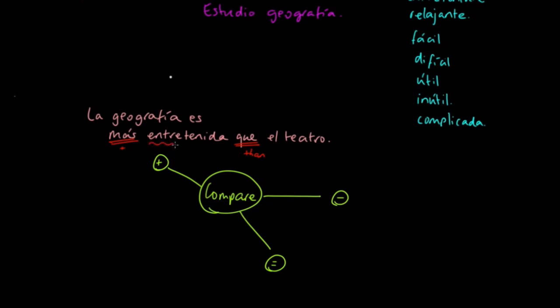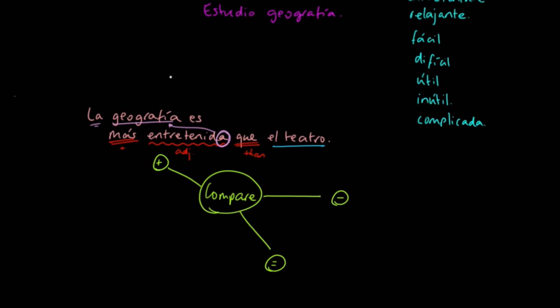And in between I've got the adjective, in this case, entretenida. If I look at the ending of the adjective, I'll notice that it ends in an A. Why is that? Because geografía is feminine, okay, as this shows as well, la geografía. So the adjective needs to go in the same form as the first item that's being compared. Notice that la geografía is being compared to el teatro. El teatro is masculine, but it doesn't matter. It does not affect the adjective. Okay, so la geografía es más entretenida que el teatro. That's if I want to say that something is more than something else.